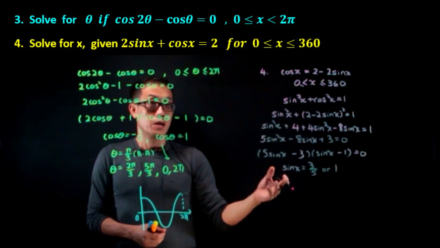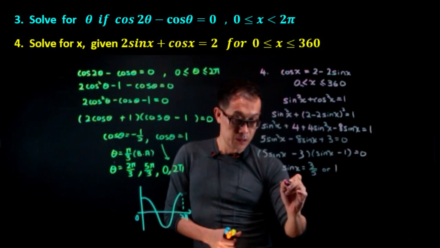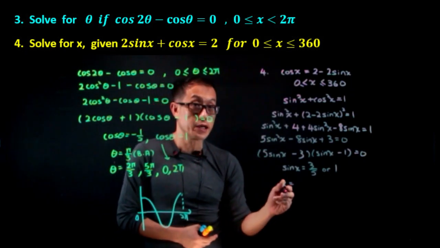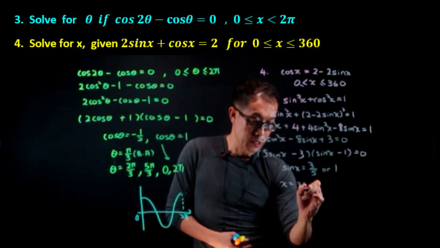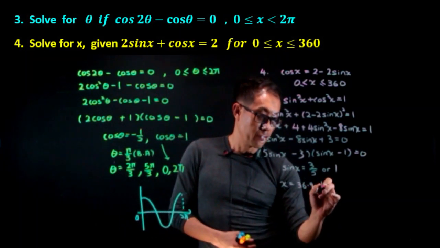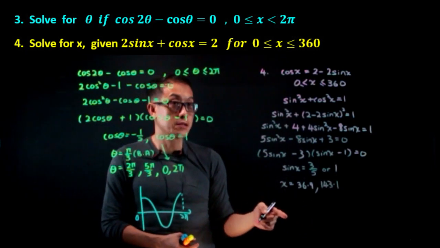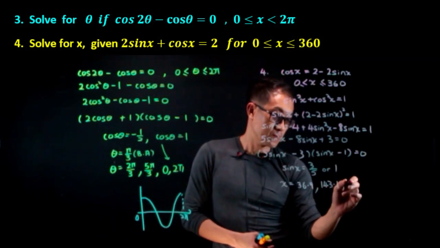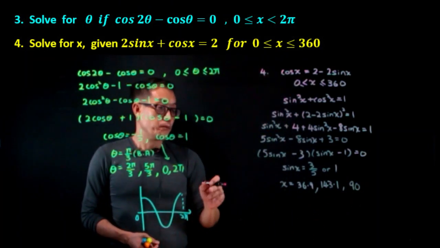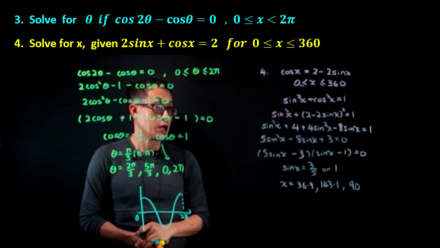Now, what are the values of x? I leave that to you. You can just calculate that on the calculator. You get x is equal to 36.9, 143.1, and 90. Now you have to substitute back into the original equation to check.